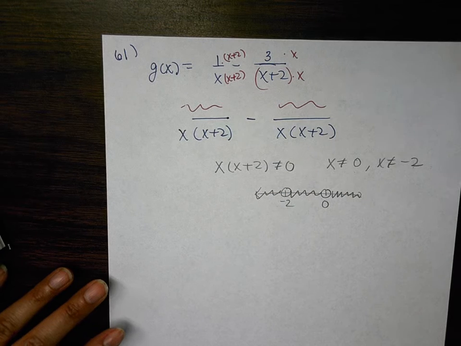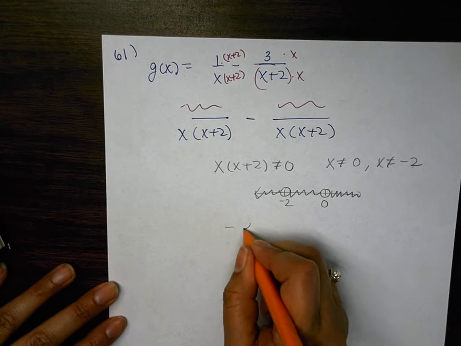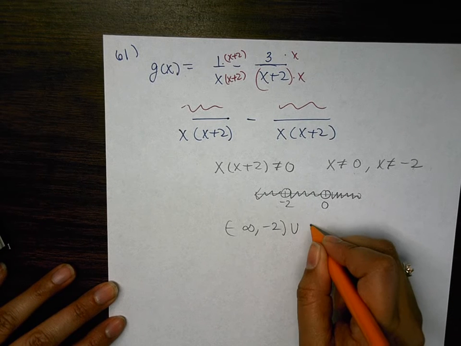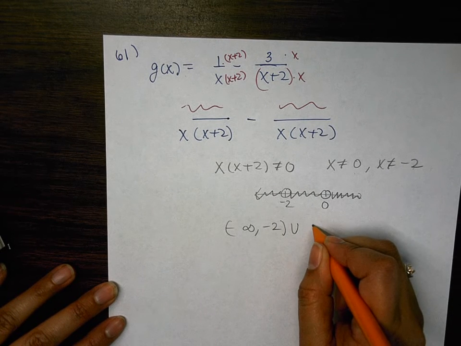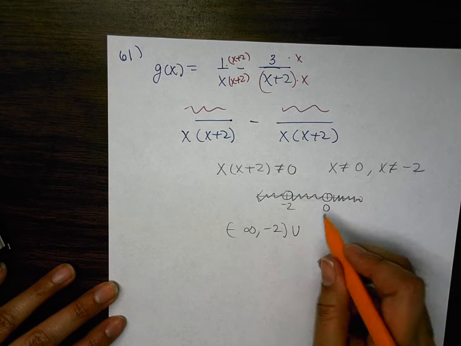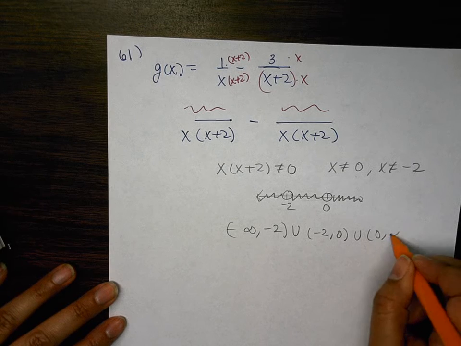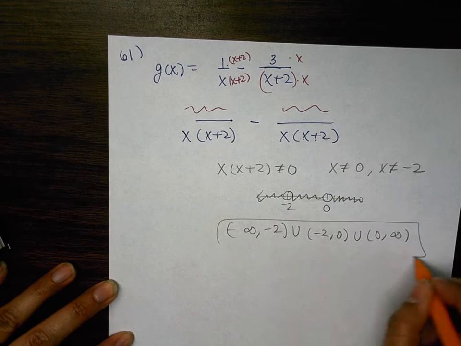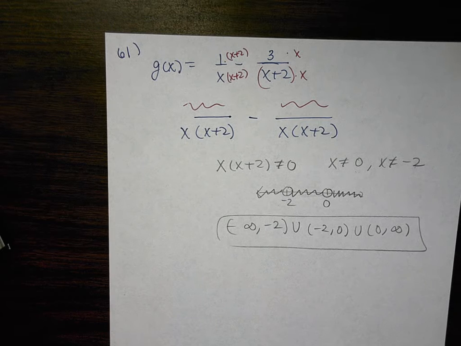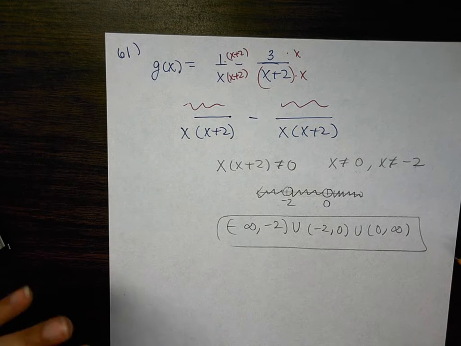So how do you write that? Do you guys know how to write that in interval notation? Am I shaded in here as well? Yes. So negative infinity to negative 2, union negative 2 to 0, union 0 to infinity. All right. And I put parentheses on the 0 and negative 2, again, because they're open. And the infinities always have parentheses. Questions on 61?